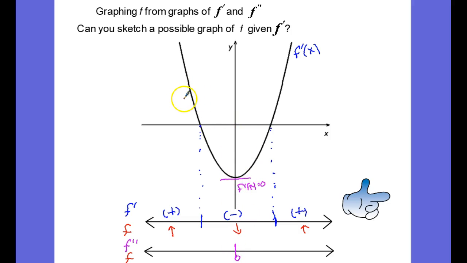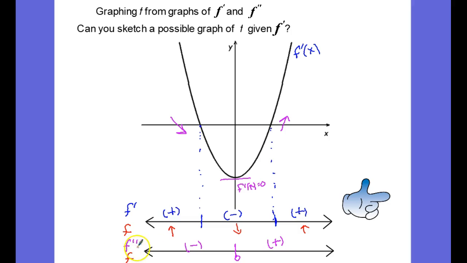Now think about the slopes for f prime of x. To the left of this critical point, the slope is negative, and my f prime of x is decreasing. To the right, my f prime of x is increasing because the slopes are positive. I just want to know what are the signs of the slopes for f prime of x. Well, to the left of 0, they're negative, and to the right of 0, they're positive.